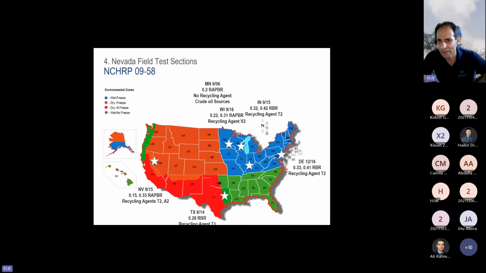The Minnesota one, this is pretty old. That was before that experiment, what we included in here. But the one I'm going to focus on is here, the one in Nevada. All right. So that was constructed back in 2015. We did our testing, and then we've been monitoring the performance.